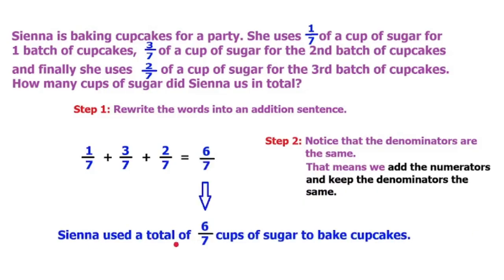So Sienna used a total of 6/7 cups of sugar to bake cupcakes. And that's the answer. And don't worry if you don't get this right away.